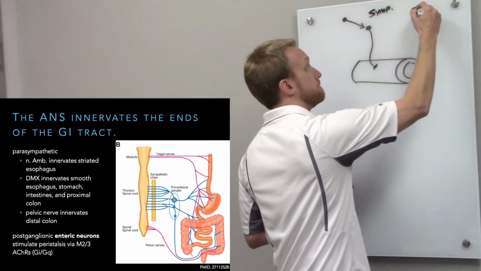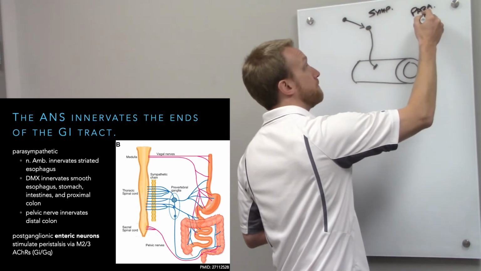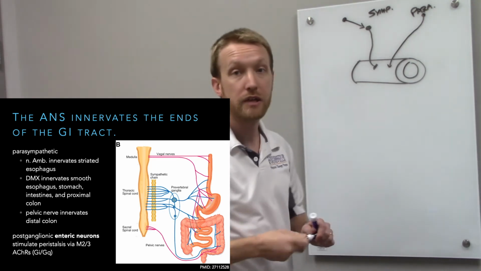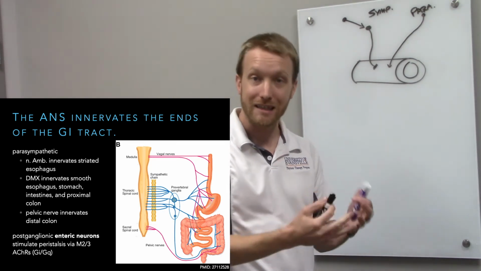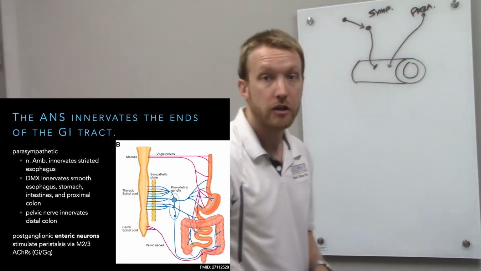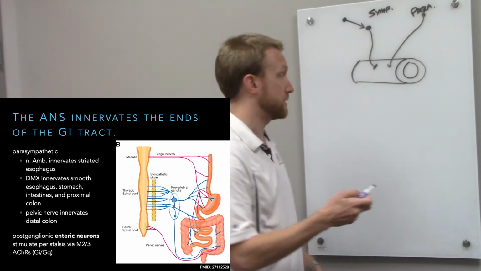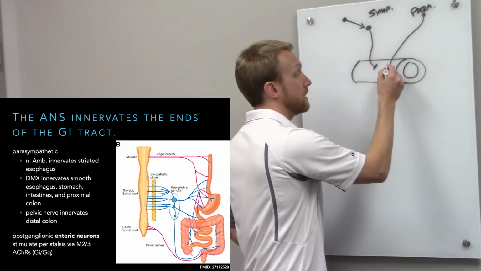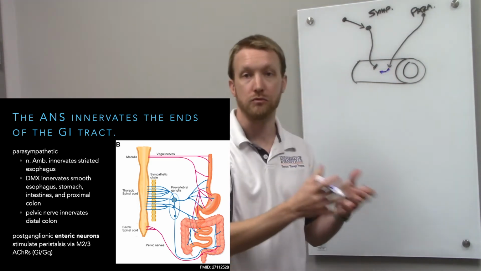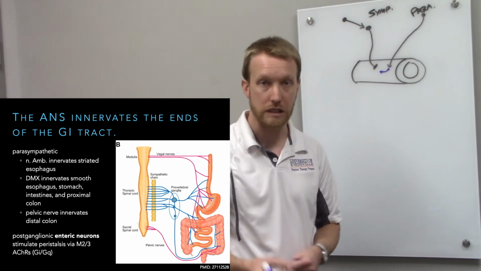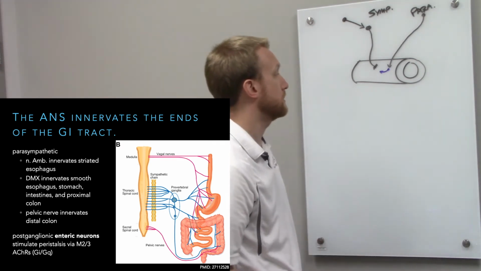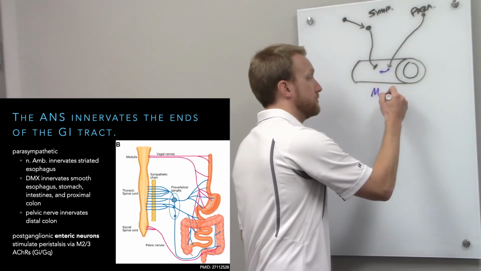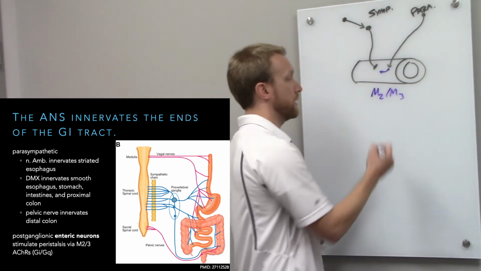Parasympathetic, preganglionic arrives, and here they communicate with targets that live within the GI tract, components of the enteric nervous system. So the local neurons living within then go and communicate with smooth muscle, mucosal cells, and they stimulate peristalsis. They act on a combination of M2 and M3 muscarinic receptors.